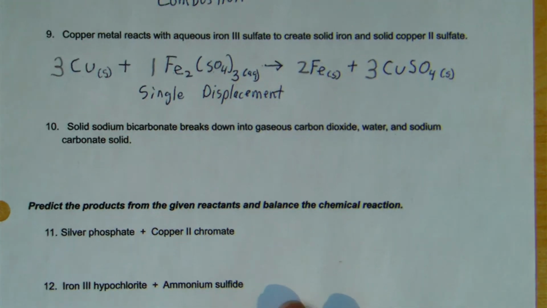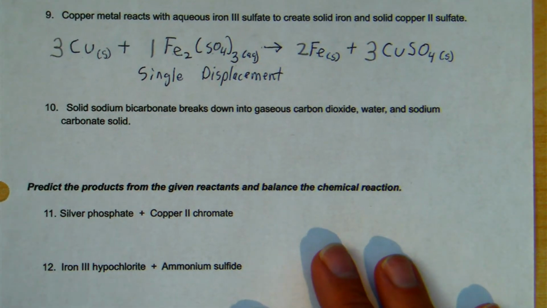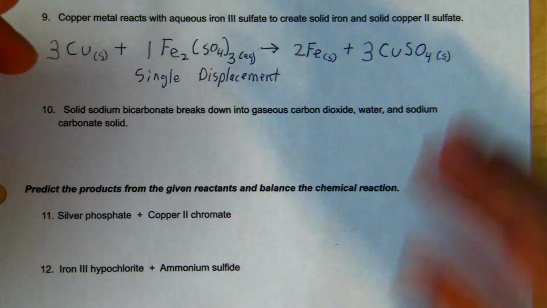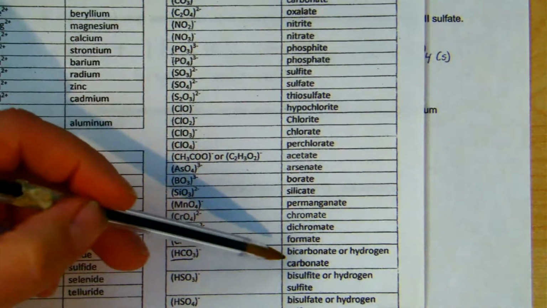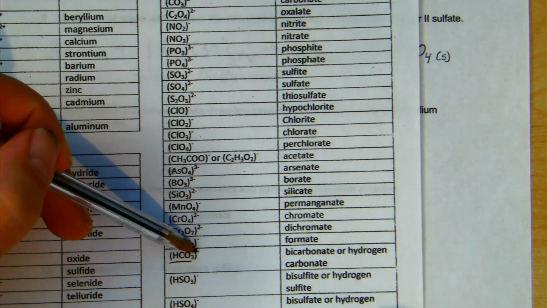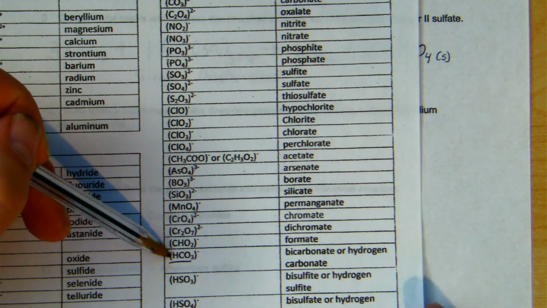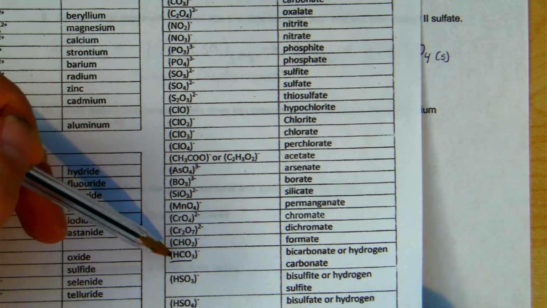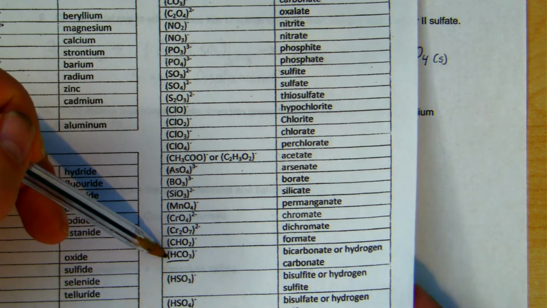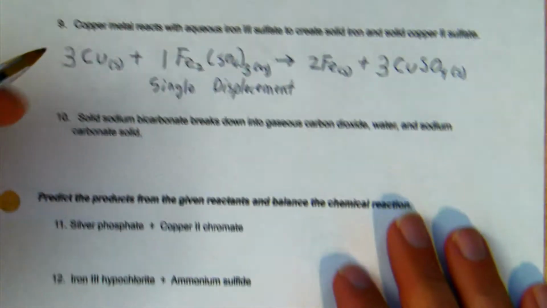Number 10, solid sodium bicarbonate breaks down into gaseous carbon dioxide, water, and sodium carbonate solid. All right, well, sodium bicarbonate. Bicarbonate, or hydrogen carbonate, is HCO3 with a 1 minus charge. Sodium, being an alkali metal, group 1A, group 1 element, is always a 1 plus charge. So no need for parentheses. I'm going to write Na for the sodium.